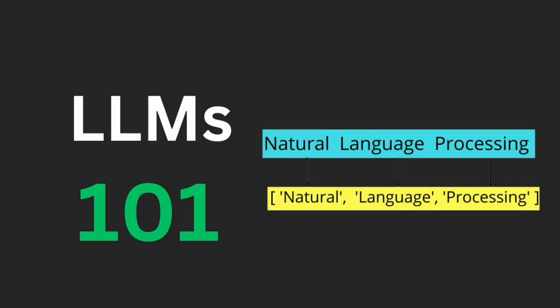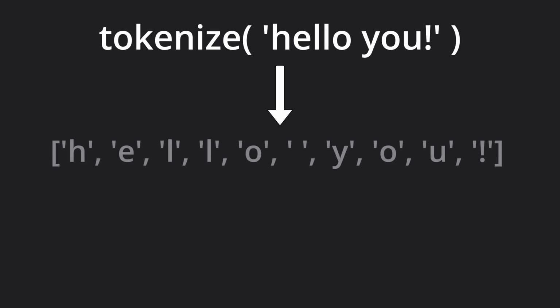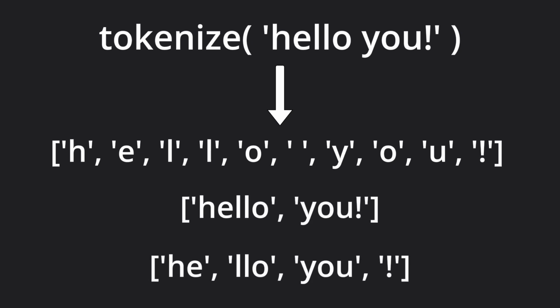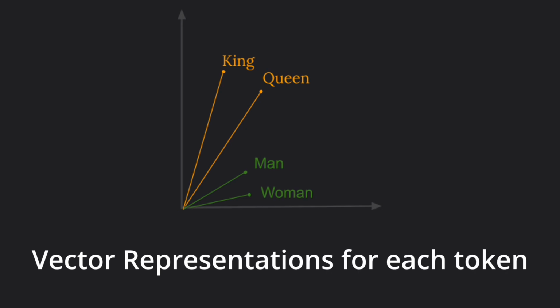We'll cover tokenization, the process of breaking up a string into a series of characters, words, or subwords, also known as tokens. We'll also cover word embeddings, which are vector representations for each token.